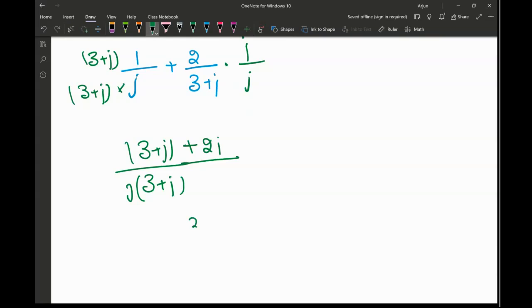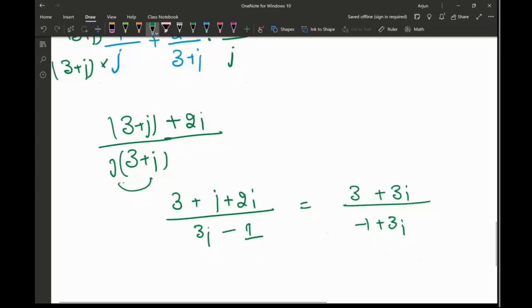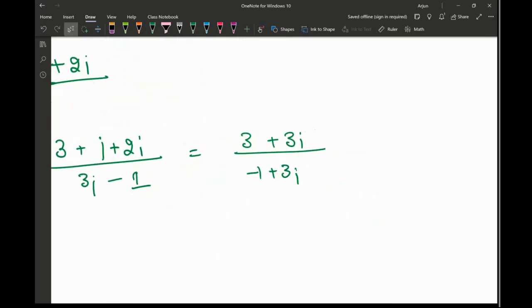So 3 plus j upon 3 plus j times j, same denominator, plus 2j. This is going to become 3 plus j plus 2 iota upon, if I open the bottom, 3j minus 1, because j square is minus 1. So it will be minus 1 plus 3j. On top it is 3 plus 3j. Now if I have to divide, again I have to take the conjugate, minus 1 and then minus 3j, because I don't want to keep any complex number in the denominator.